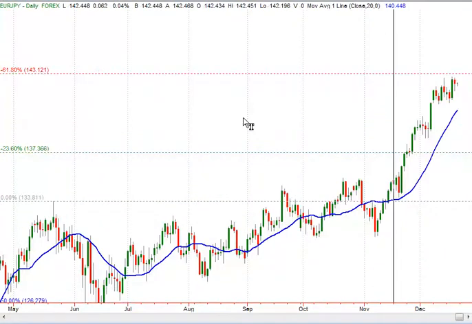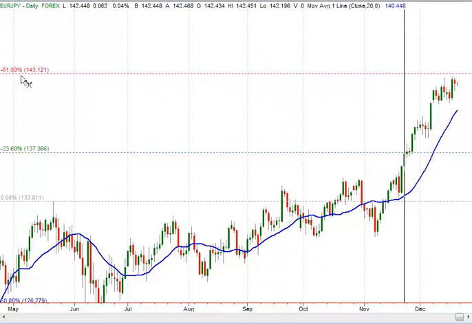Continuing in the euro versus Japanese yen, the euro versus Japanese yen has this second target 143.10. We still didn't get there. I believe that within tomorrow or maybe the beginning of next week, that is going to be anyway a slow week due to the Christmas holidays, we will see this 143.10.